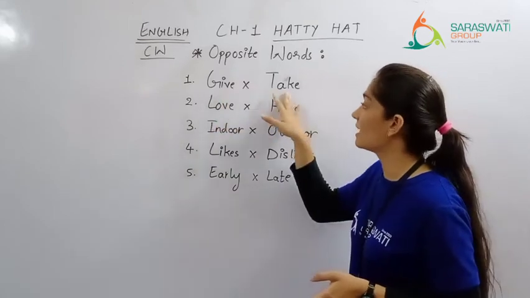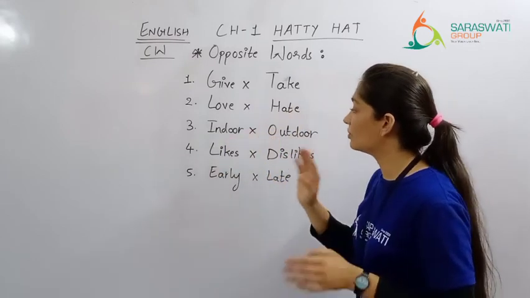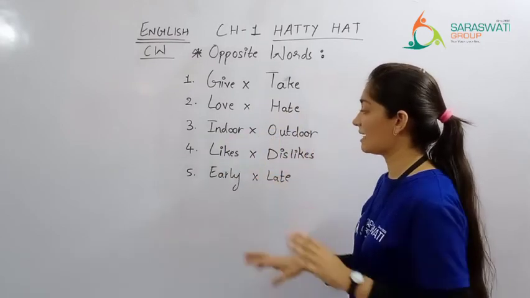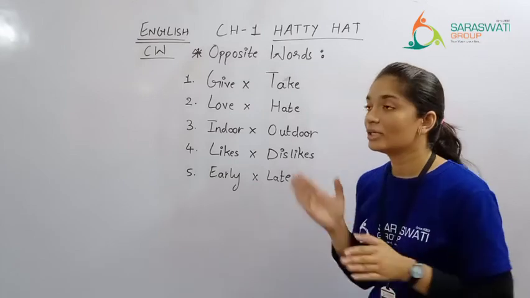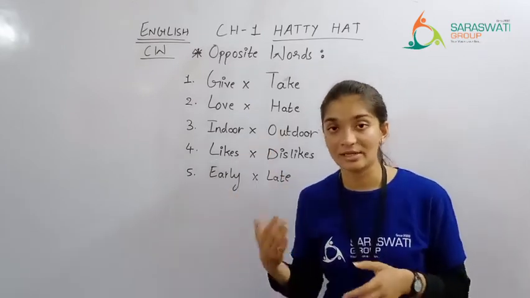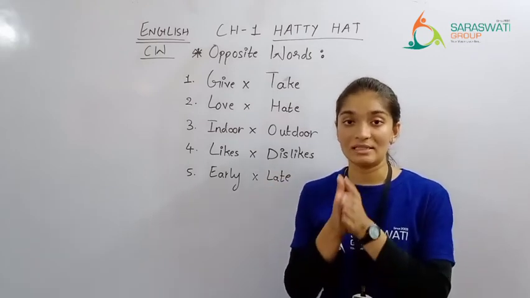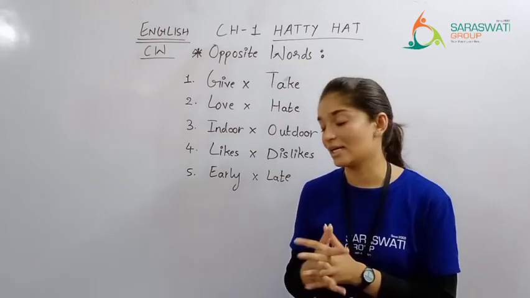Give, take, love, hate, indoor, outdoor, likes, dislikes, early and late. You are supposed to write these opposite words after jumbled letters in your CW itself. Okay, તમારે આ વસ્તુઓ તમારી CW માં મેન્શન કરવાની છે.